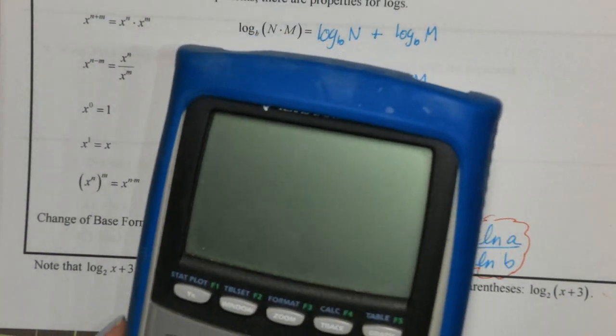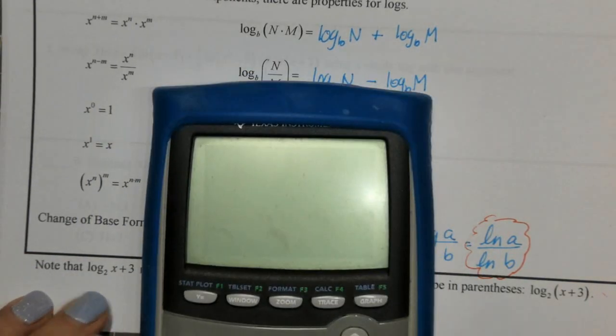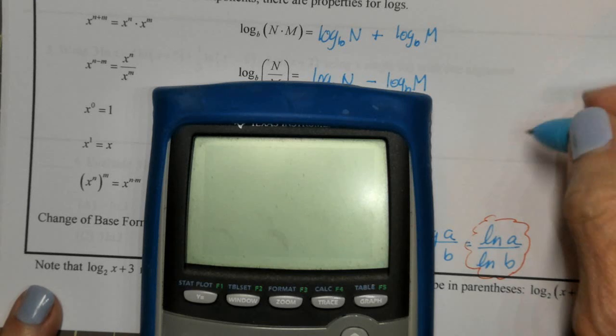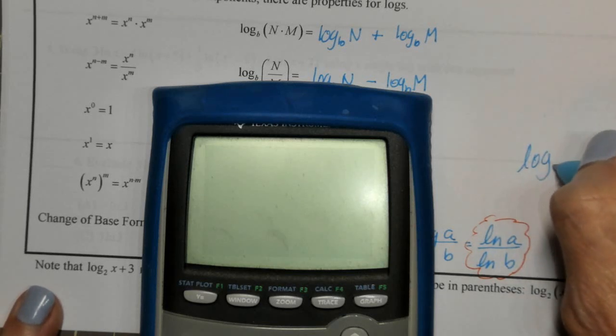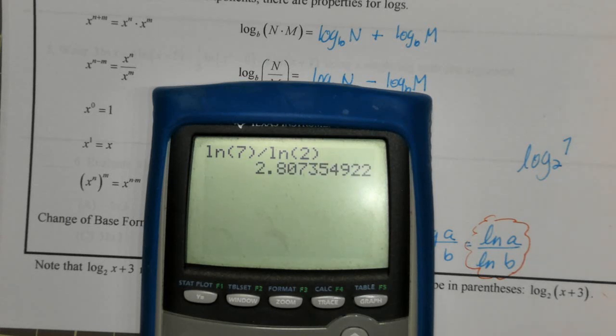Okay, for instance, let me see what's on here. If I wanted a decimal for log base 2 of 7, I would type in ln of 7 divided by ln of 2. But you could do log of 7 divided by log of 2. They are the same number. It doesn't matter what your base is.